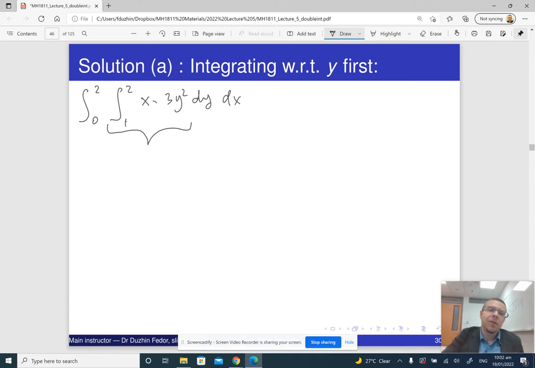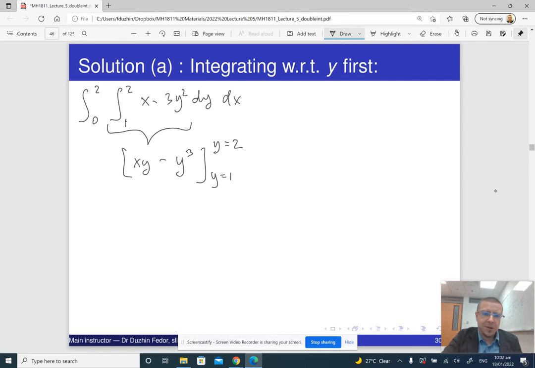So x now is a constant. So imagine that x is a constant. So its antiderivative is really x times y minus the antiderivative of 3y squared, which is y cubed, right? And we need to take the change of this function from 1 to 2. But since it has both x and y, I find it convenient to write it from y equals 1 to y equals 2, to see that the change is really in the variable y, and x is now fixed.